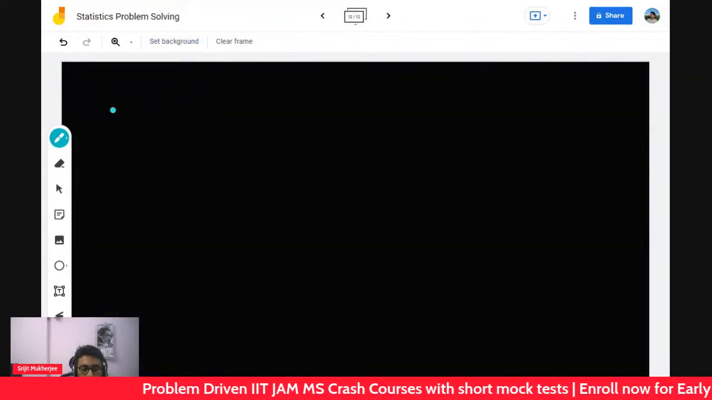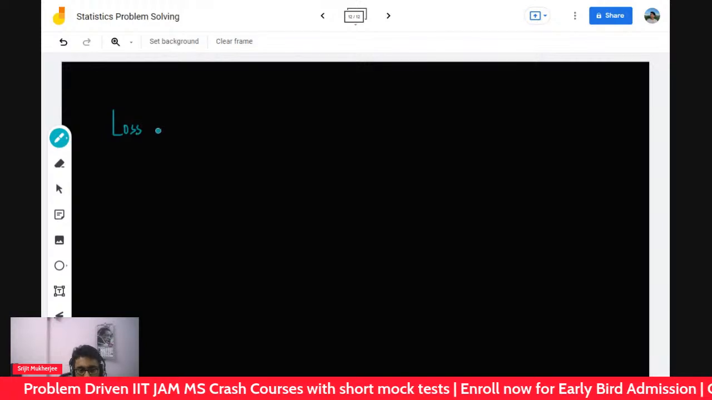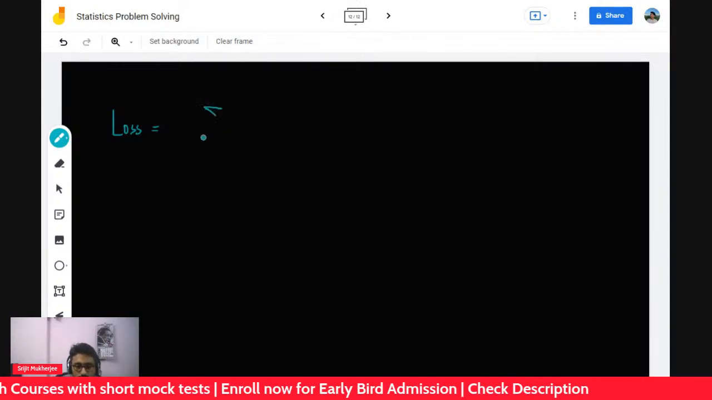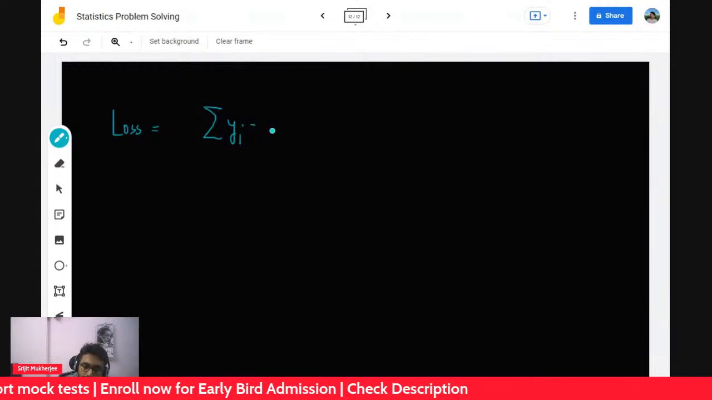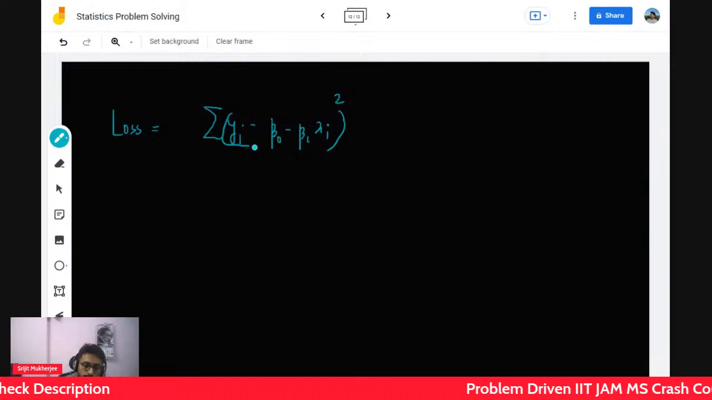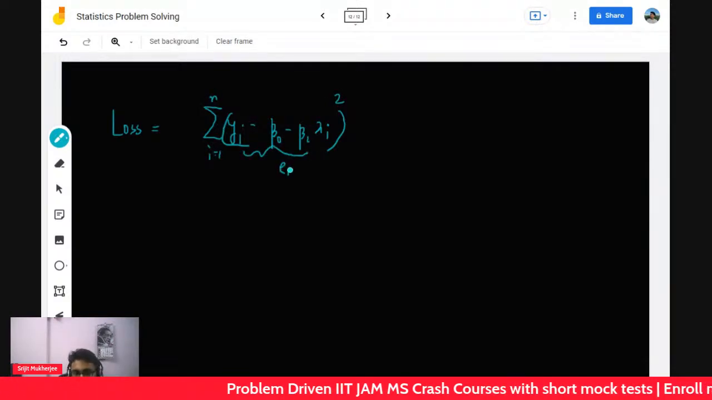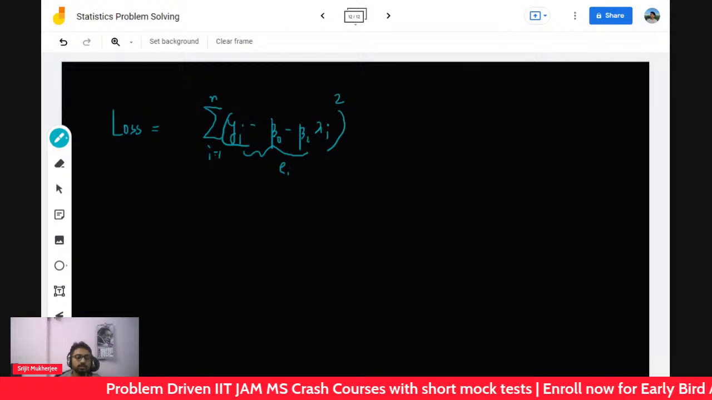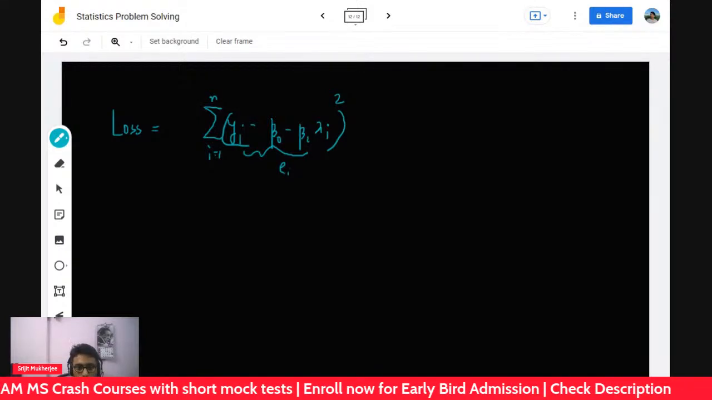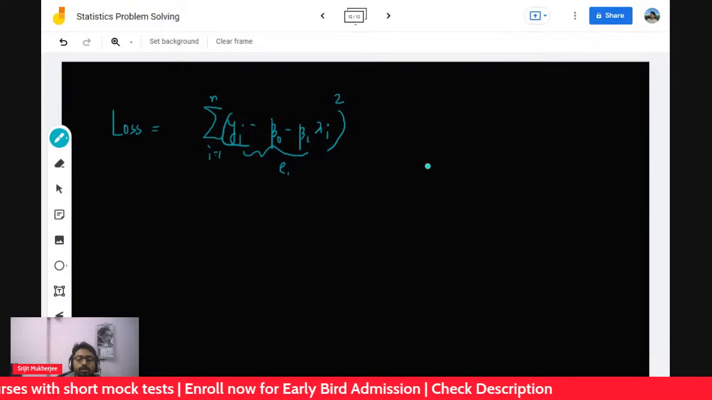It looks like the error, this is called loss. The error will look like the summation of (yi minus beta naught minus beta 1 xi) whole square. These are the individual ei square, the realization of each of the individual errors. And we are trying to minimize it.